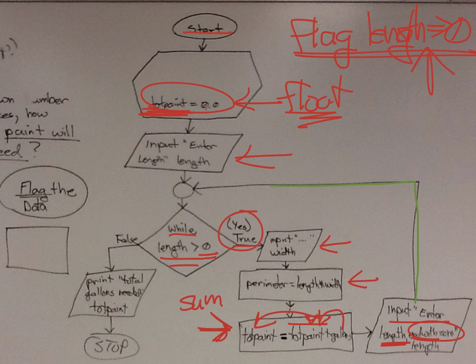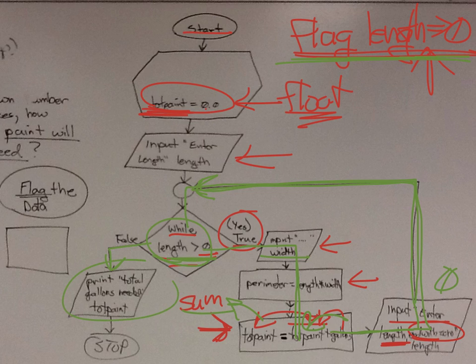So let's track this back up. As long as it's greater than 0, we go in and process everything. Here we do a sum again. So we keep adding the gallons into the total paint, get the length, go up. As long as it's greater than 0, then we get the width, and we just keep going. So we could have an infinite loop until we reach the flag. When we want to stop, we put in 0 for the length. This becomes false. We come over and we print out our total paint. And end.